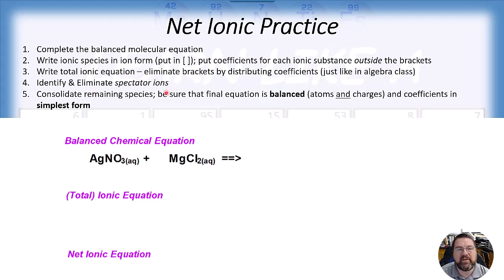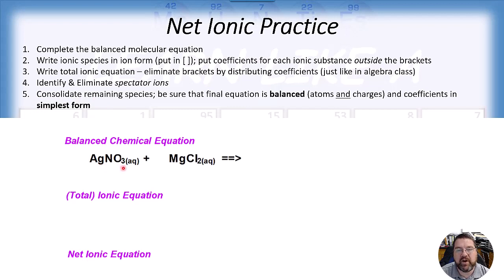Identify and eliminate your spectators, and then consolidate the remaining species. Make sure that the final equation is balanced, both atom-wise and charge-wise, and that the coefficients are in simplest form. That's probably an important afterthought, but one that you don't want to forget.